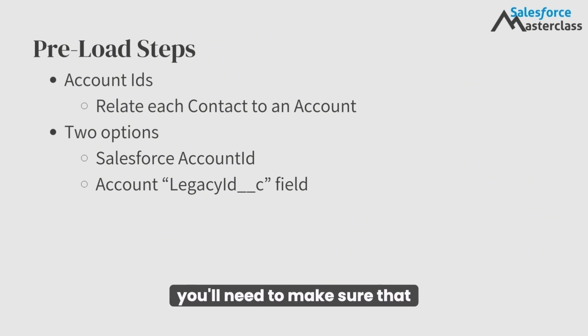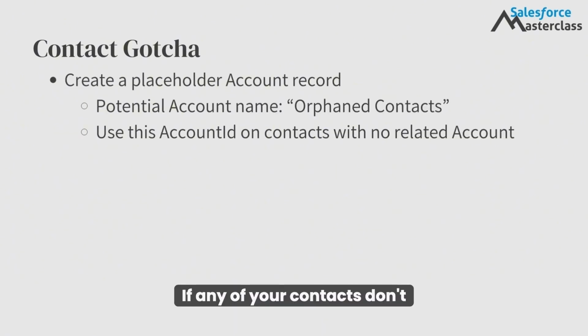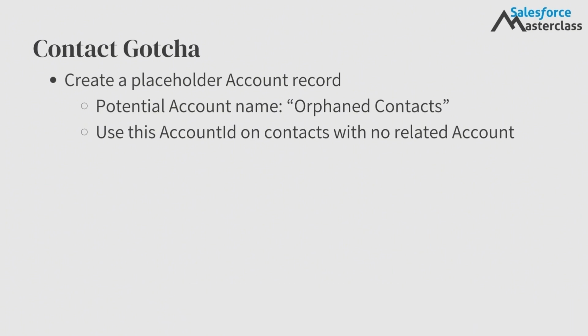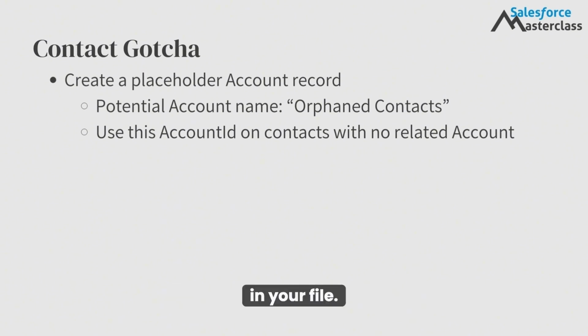Otherwise, you'll need to make sure that you have a list of related accounts with the Salesforce ID and use Excel's VLOOKUP function to pull in each contact's related account ID. If you don't relate a contact to an account, the contact is considered private, which means it's not searchable or reportable, even as a system admin. If any of your contacts don't have a related account in the dataset, create an account called OrphanContacts and use it to fill in any account ID blanks in your file.